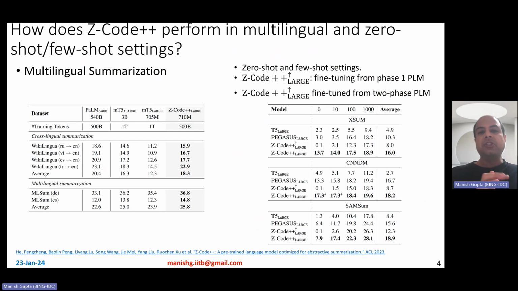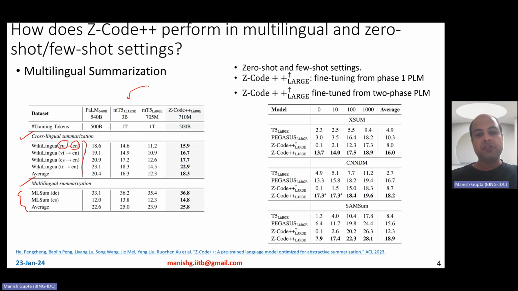Okay. So lastly, let me talk about how Zcode++ performs in multilingual and zero-shot or few-shot settings. In the multilingual setting, they try to do cross-lingual summarization and multilingual summarization. So cross-lingual is summarization from Russian, Vietnamese, Spanish, and Turkish to English, right? And multilingual summarization using the MLSum dataset. Okay, so WikiLingua and MLSum datasets, popular datasets in multilingual and cross-lingual summarization. Okay. So cross-lingual summarization basically means that your input document is in Russian, but the summary is in English. That's what cross-lingual summarization means.